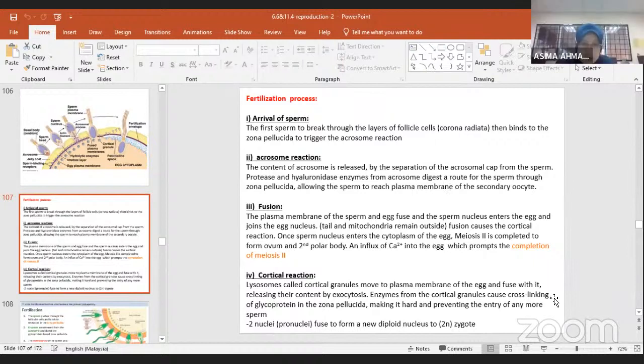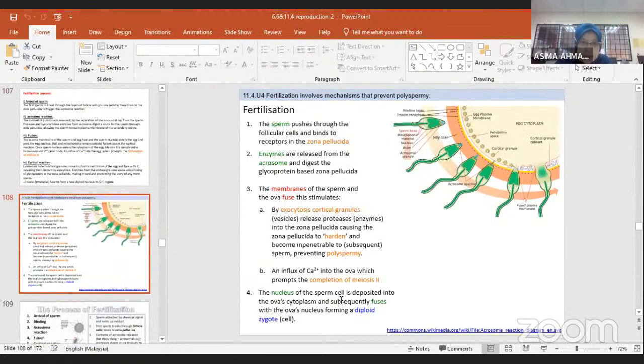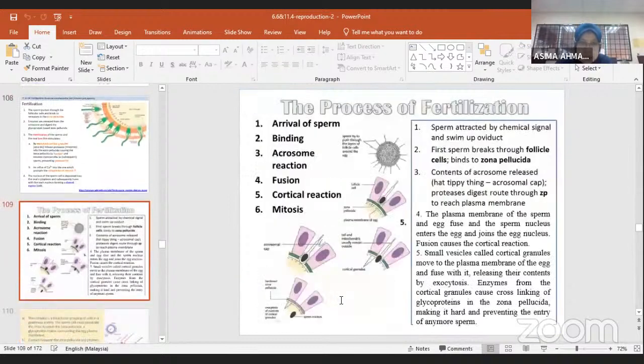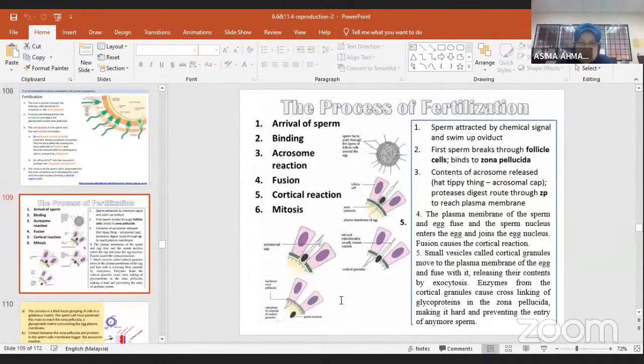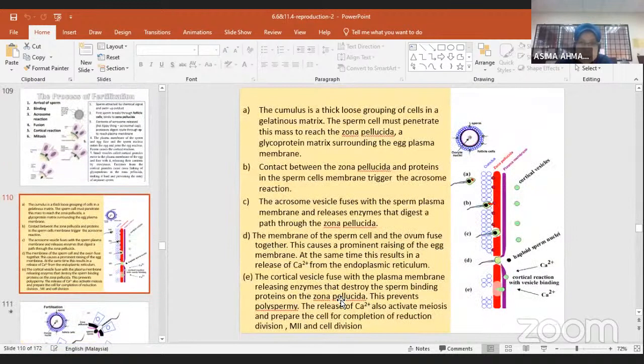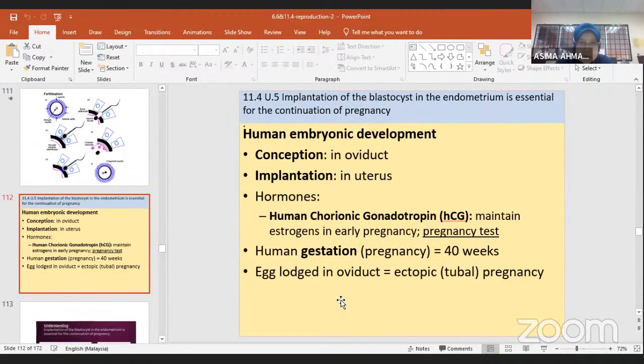Cortical reaction now, right? Yes teacher. So here, from the cortical reaction, memang our focus is on the enzyme. So enzymes from the cortical granules cause cross-linking of glycoprotein, because this one cikgu pun follow exactly from the IB guide. So yang tu is additional, cortical reaction about the binding protein though. Memang myself I didn't put it here. Tapi cikgu tahulah, cumanya cikgu tak letak.